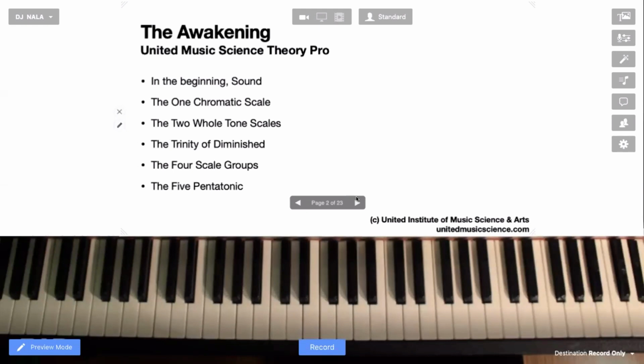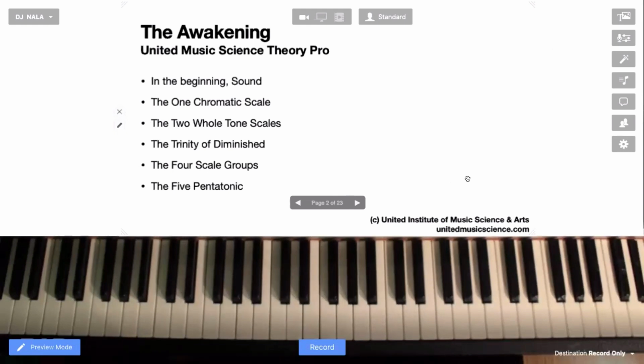Okay, so when we talk about these 4 scale groups, those are 4 cousins of major. You could say that they can be major or minor scales that are related. They're all related, these 4 scale groups. And how are they related? They're related through the Trinity of Diminished, because 3 times 4 equals 12. So we're talking about 4 majors, 4 minors, and even 4 so-called dominant chords. We're going to touch into that.